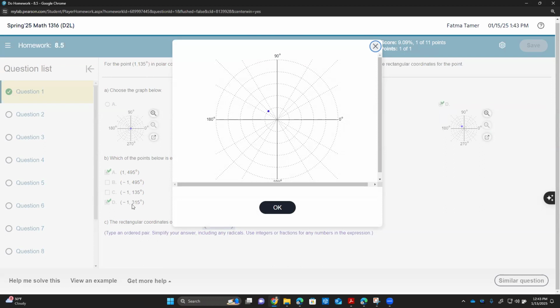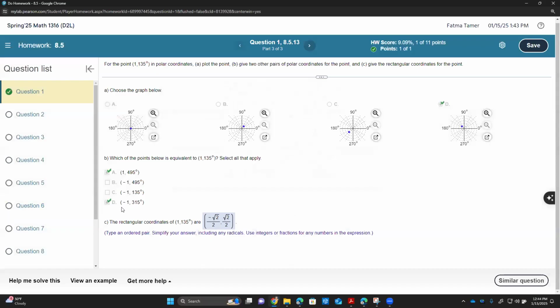My other answer for this one was (-1, 315 degrees). If you look at 135 and 315, they add up to 450 degrees. Let's take a look at how I am going to place this point, 315 degrees. I start from 0. This is 90, this is 180, this is 270. So this line will be the line for 315 degrees. If r was a positive number, I would plot this point. But whenever r is a negative number, you just get the reflection of the point, and then you plot the same point as (1, 135 degrees). That's how we get this part of the question done.